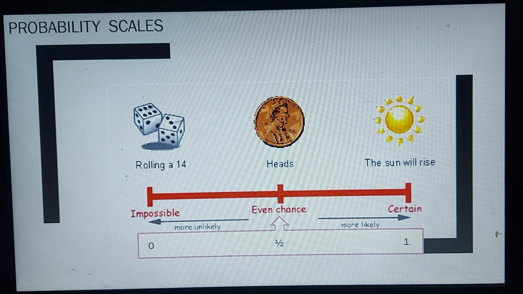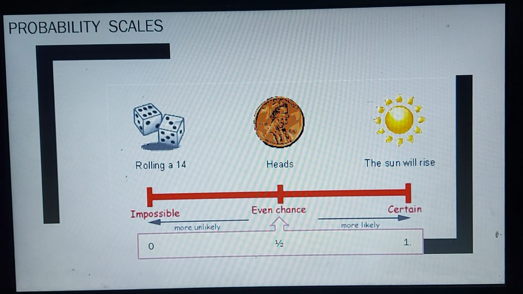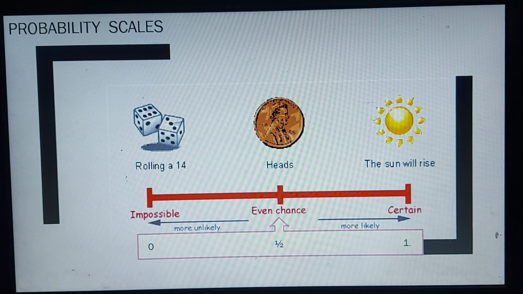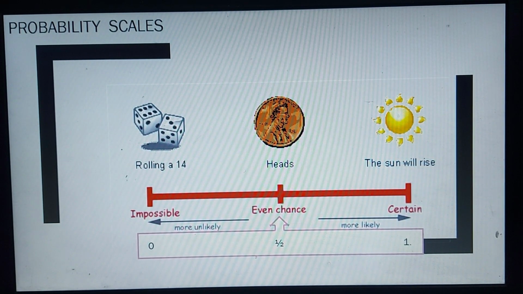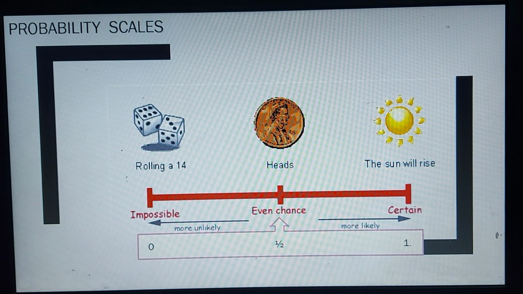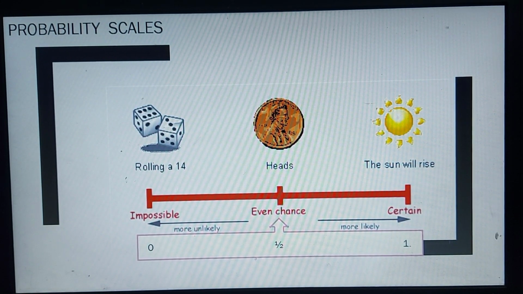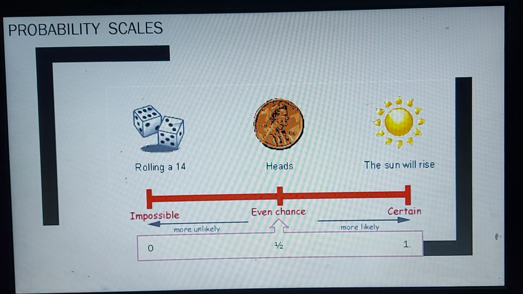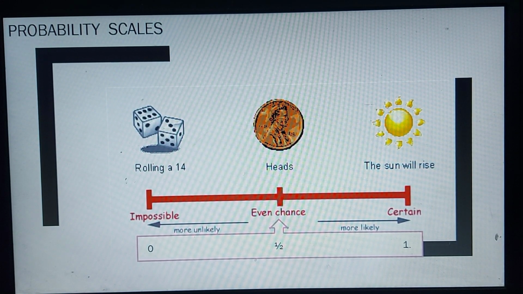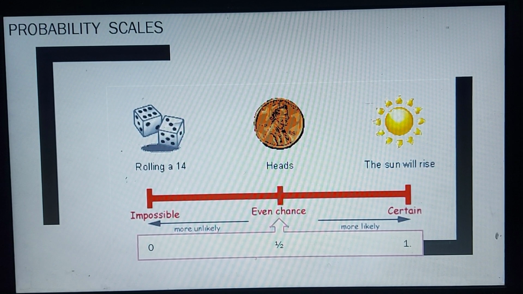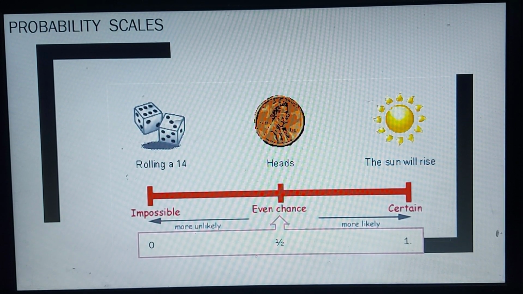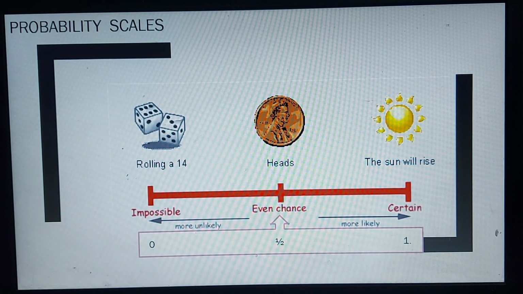You will agree with me that rolling a 14 on a dice is impossible. The chance of getting a 14 when you roll a die is impossible. So in that case, the probability is 0. Now, when you flip a coin, you have an even chance. You either get the head or you get the tail. So the front part is the head and the other part is the tail. So you have an even chance, and that is 1/2.